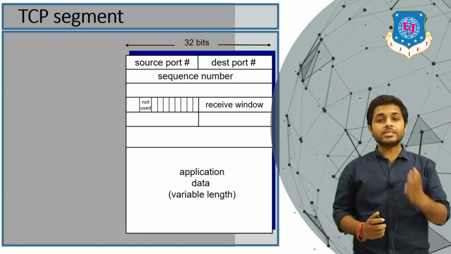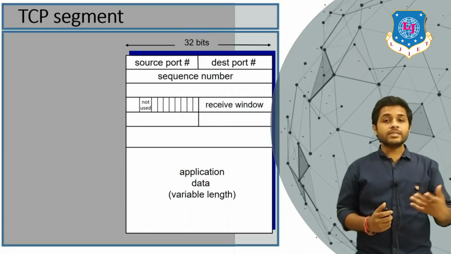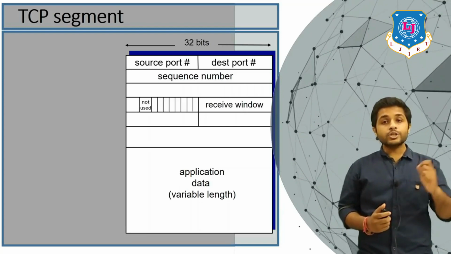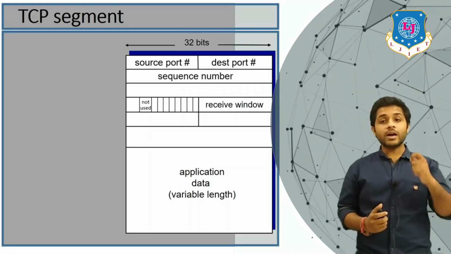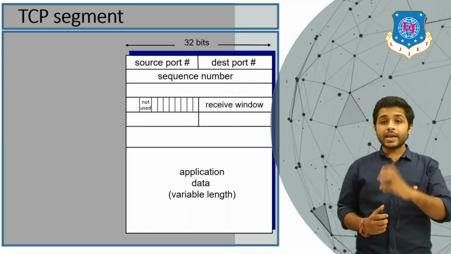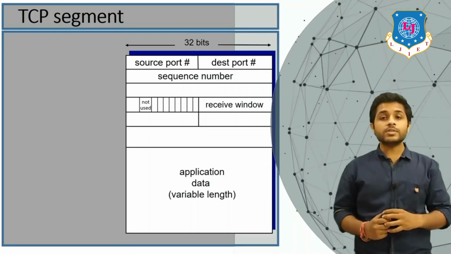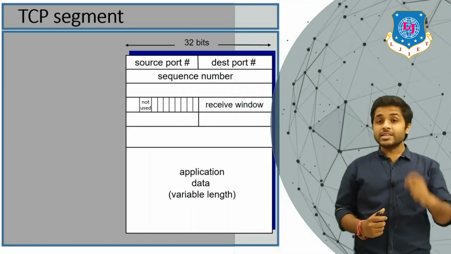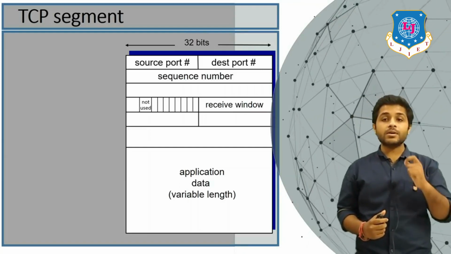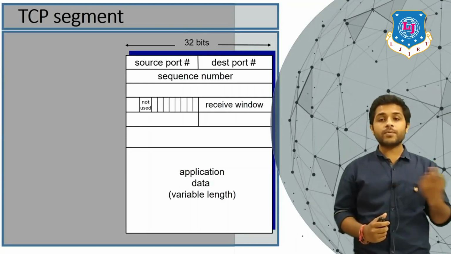The next field is the sequence number. Now what is the sequence number? Suppose the sender is sending 10 packets. When the receiver receives all these packets, using the sequence number, the receiver can arrange these packets in the proper order. And if any packet is lost, for example, the receiver has not received the packet of sequence number 5, in that case the receiver can request the sender: I have received all the packets except the packet of number 5, so please send me the packet of number 5 again.